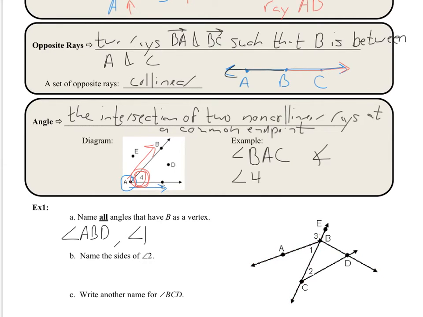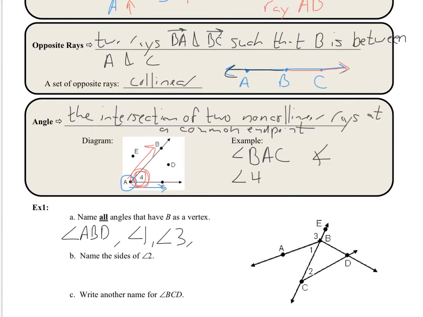Now, there's another way that we can write this, if we look at B again as a vertex. We have BA, and we also have BE. So this creates an angle between A, B, and E. So we can write that as angle ABE, or for short, which makes it a little easier, we can write it as angle 3.